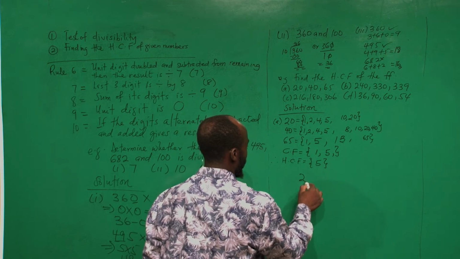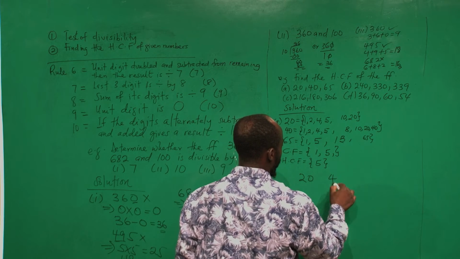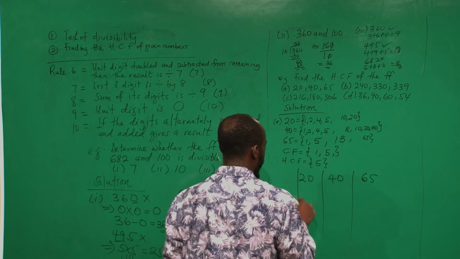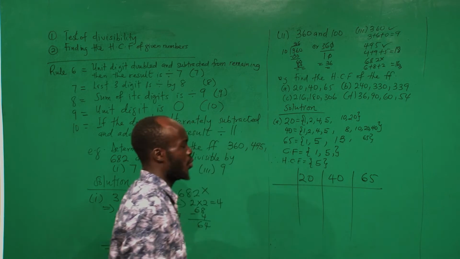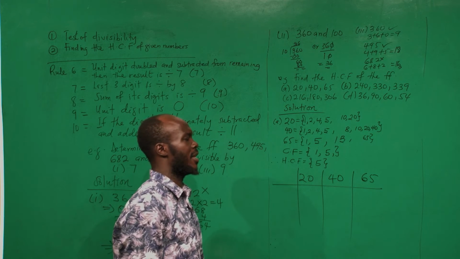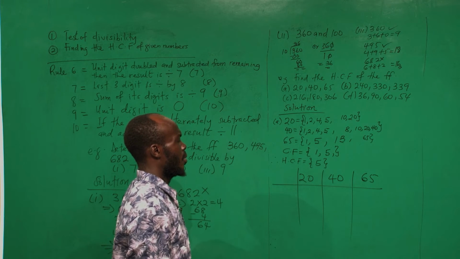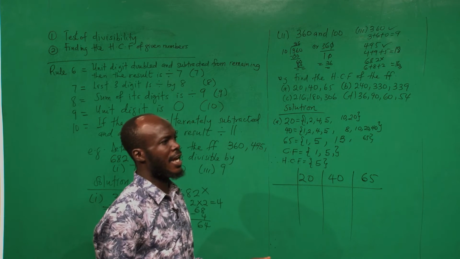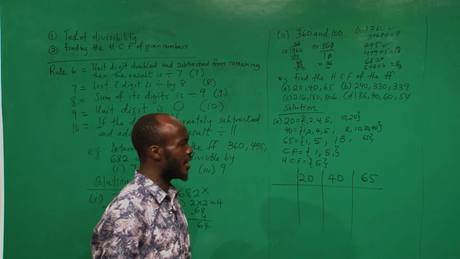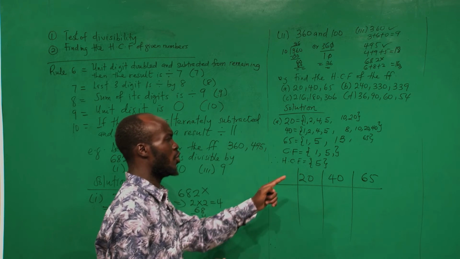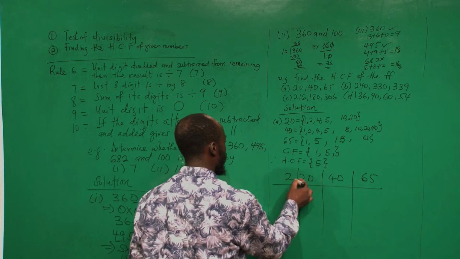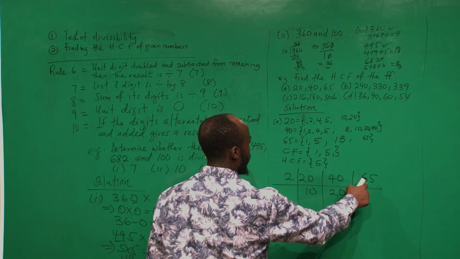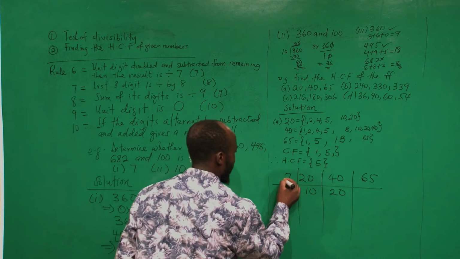Now let's see. We have 20. We have 40. We have 65. Now, this is what we do. We are going to use prime numbers to break these numbers down. When the prime number is able to divide all 3 numbers, don't underline that prime number. But if not, underline it. So our first prime number, can it go into any of the numbers there? Yes, 2. 2 goes into 20, 10. Goes into 40, 20. Can it go into 65? No. So we underline the 2.